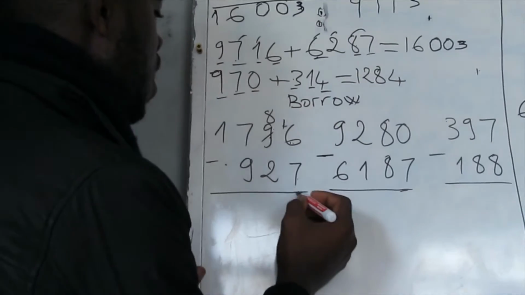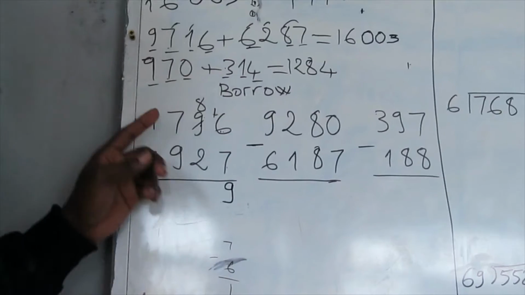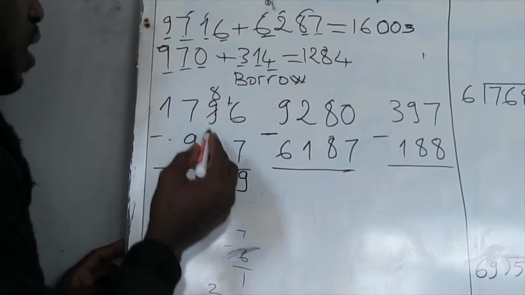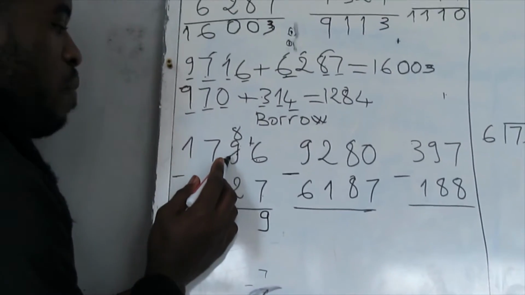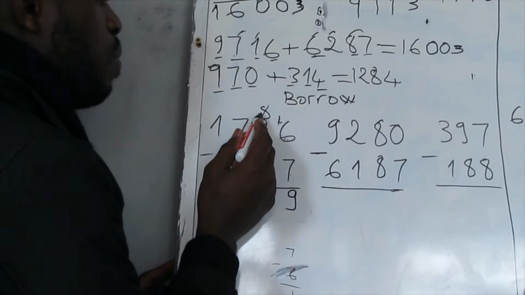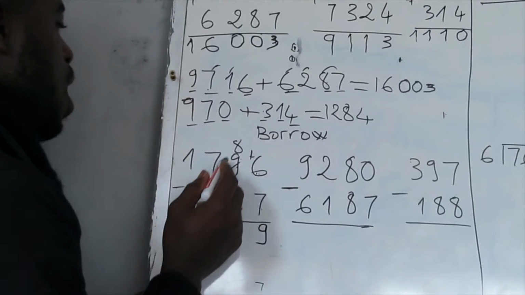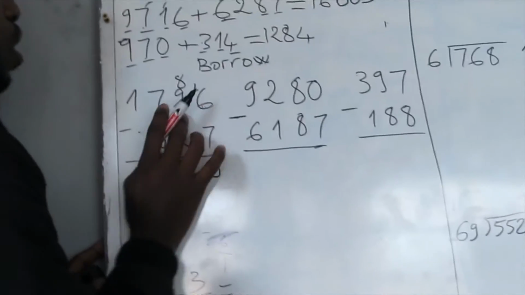16 minus 7 equal to what? Equal to 9. Then we go to the next one. Look what happened to the next one. It's no longer 9 here because we borrow 1 from this 9. So we remain with what right here? We remain with 8 now. It's 8. So now we must calculate with this 8.